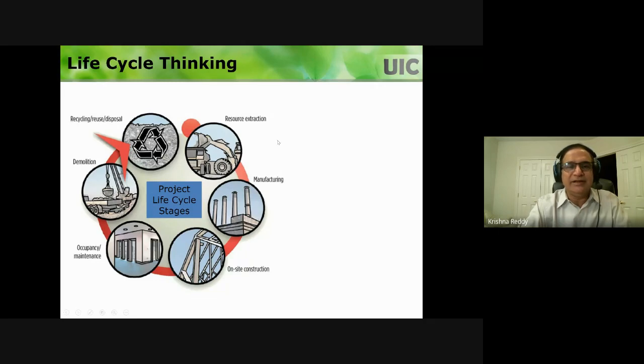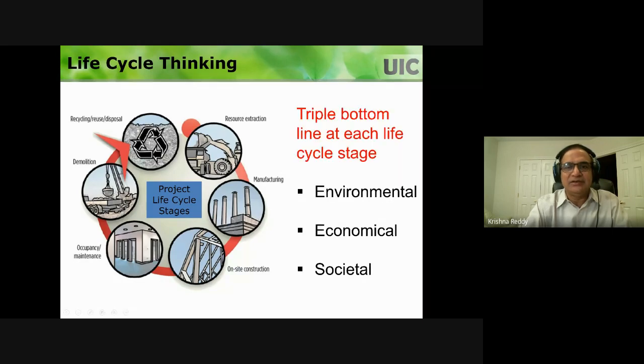So right at the beginning of the project, we should be looking at all of these things. And at each of these life cycle stages, you're going to have some environmental impacts, economic impacts, and societal impacts. So we need to account for all of them, and then when you combine all of them together, it becomes the overall project, whether it's sustainable or not. So that's the preferred way of doing the sustainability.